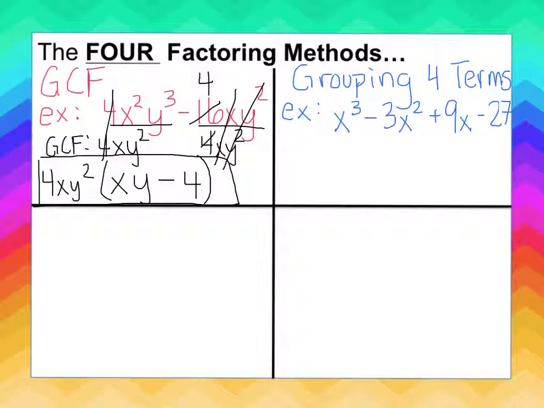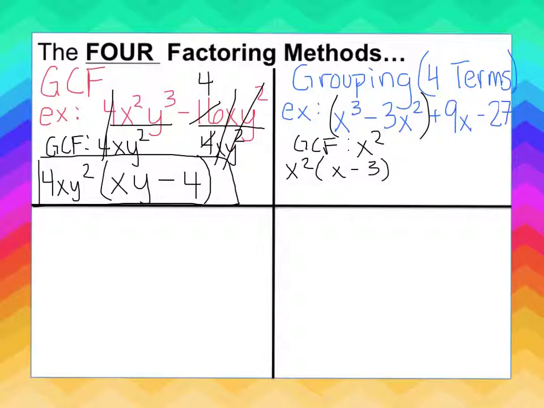The second method we learned was grouping, and for grouping you have to have 4 terms. So I gave you an example, x to the third minus 3x squared plus 9x minus 27. When we learned about grouping, we did it right after we learned about GCF, and that's because we're going to have to use GCF twice. So for the first 2 terms that we're going to group together, the GCF is x squared. So I'm going to take out an x squared, and we would have x minus 3 left.